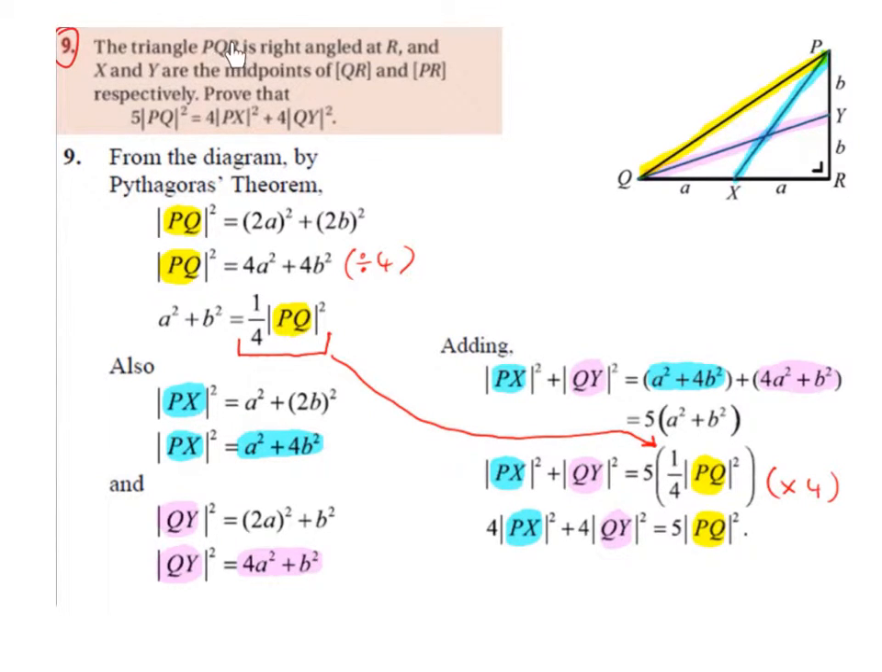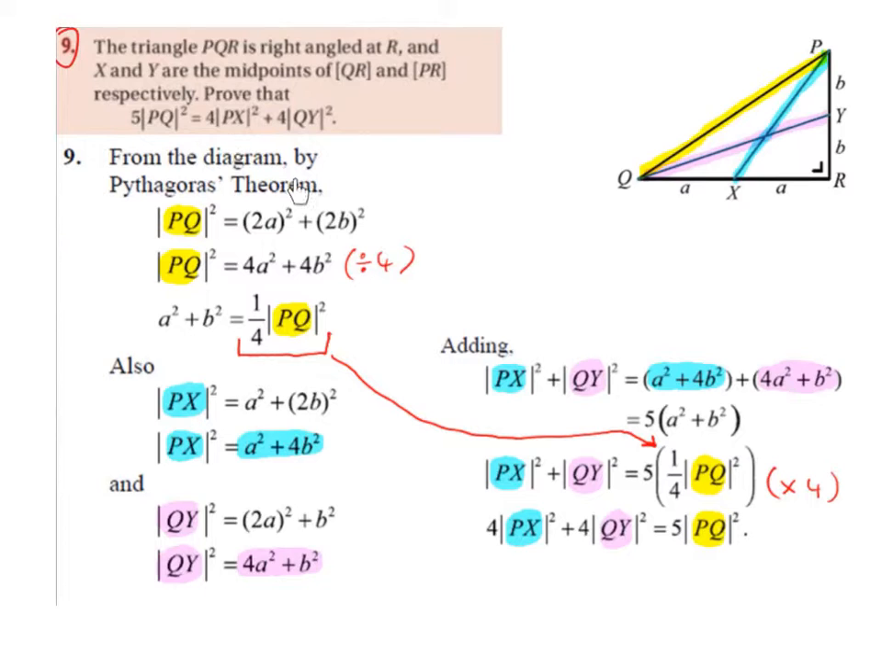The triangle PQR is right angled at R. And X and Y are the midpoints of QR and PR respectively. So X is the midpoint of QR and Y is the midpoint of PR. Prove that 5PQ squared is equal to 4PX squared plus 4QY squared.